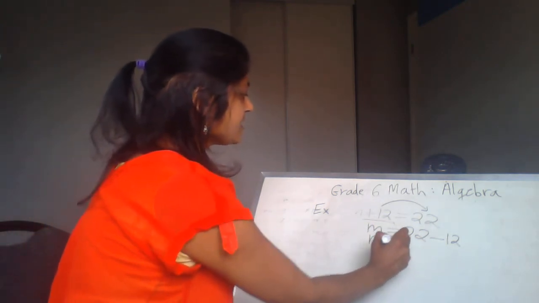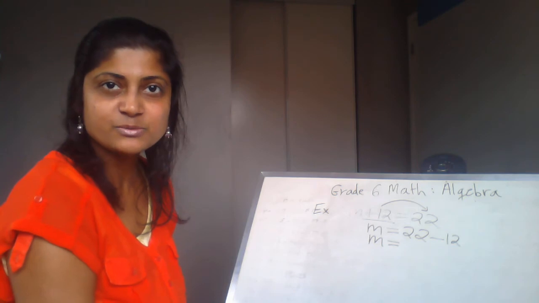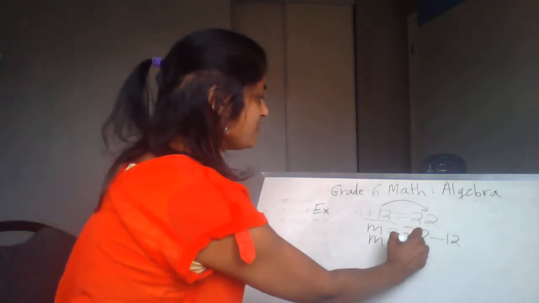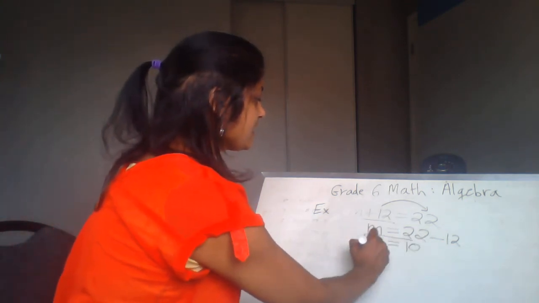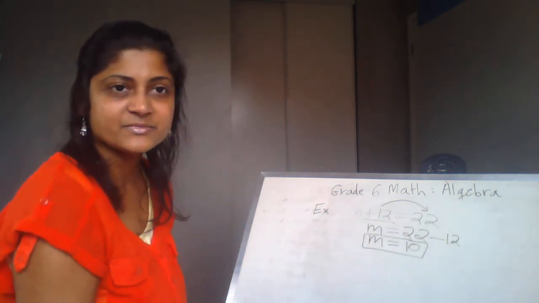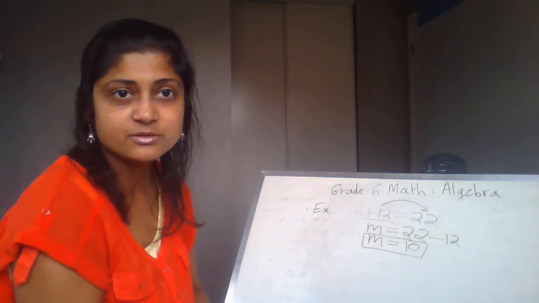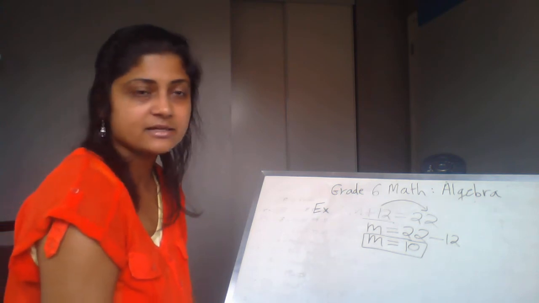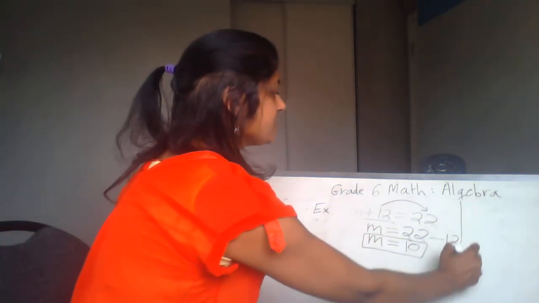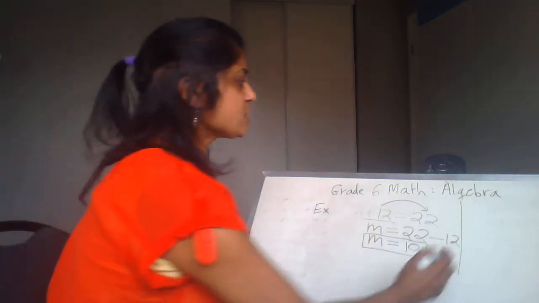So I'm going to put m equals, and we're just doing 22 minus 12. Some simple math here. So I can see that m is equal to 10. Now say the teacher tells you that you need to check your answer, because some questions do say that. So I'm going to make a line here. And say I'm checking my answer.